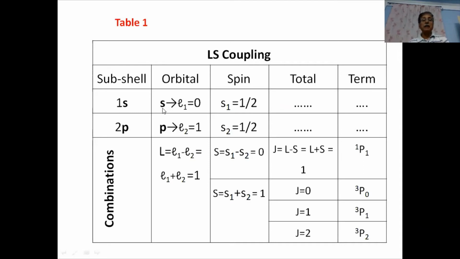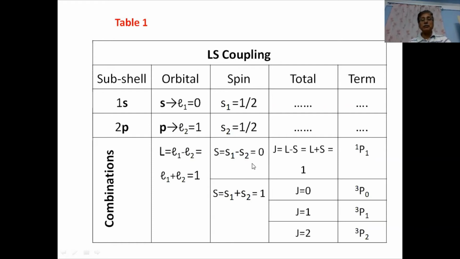As we can see over here, S stands for L1 is equal to 0, and P stands for L2 is equal to 1. Spin S1 is equal to half and spin S2 is also half. Then the value of resultant capital L will be either L1 minus L2 or L1 plus L2, both will be 1. So capital L is 1, whereas capital S, half minus half is 0, and half plus half is 1. So we have one value of total orbital angular momentum capital L, that is 1, and we have two values of spin momentum, that is S is equal to 0 and S is equal to 1.